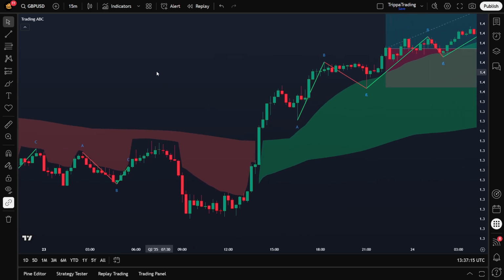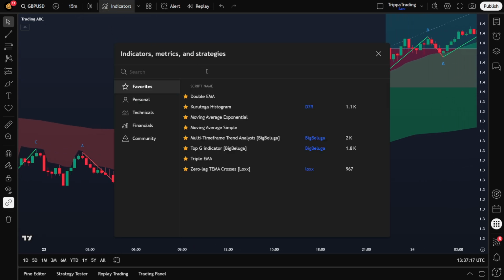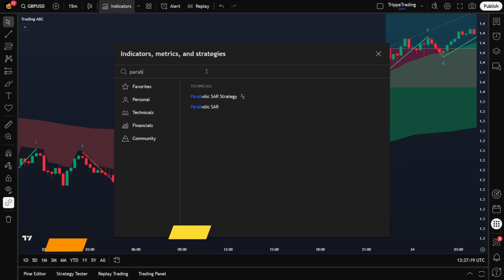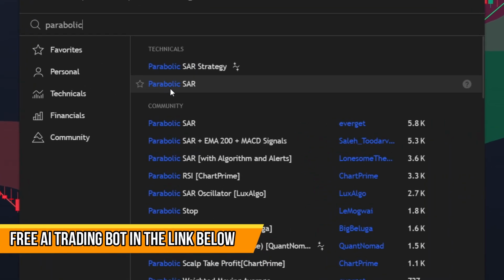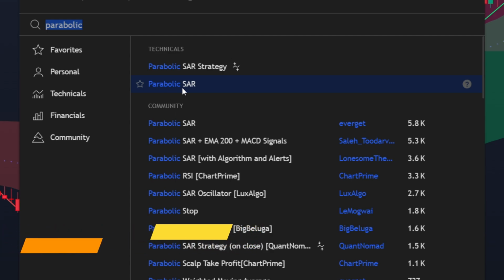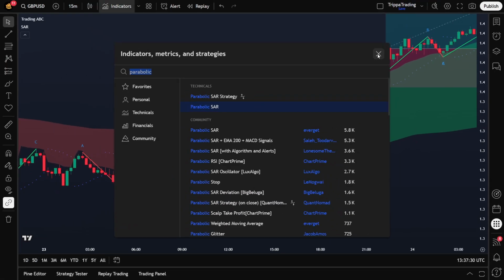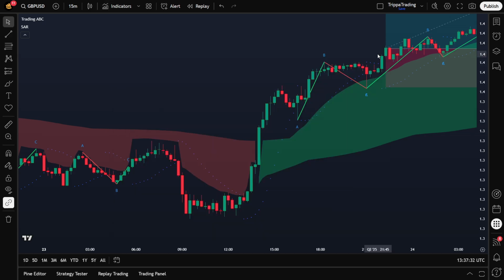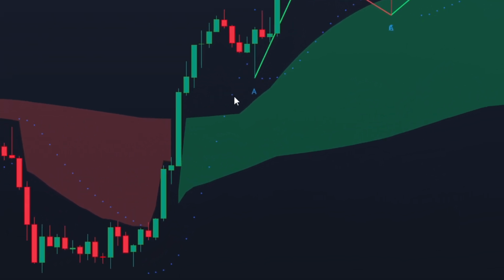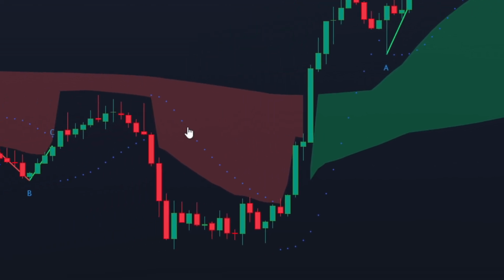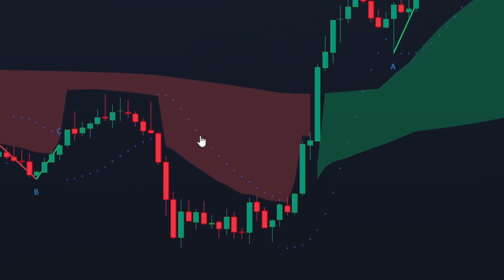One solid choice is the parabolic SAR. It's a momentum-based tool that helps confirm when momentum is shifting. You can add this indicator by opening the Indicators tab again and adding it from here. Now you can search for parabolic SAR, it's built in. After this indicator is applied on the trading chart, you'll see small dots appear above or below price. When the dots flip below the candles, it signals upside momentum. When they flip above, like here, it suggests downside pressure.